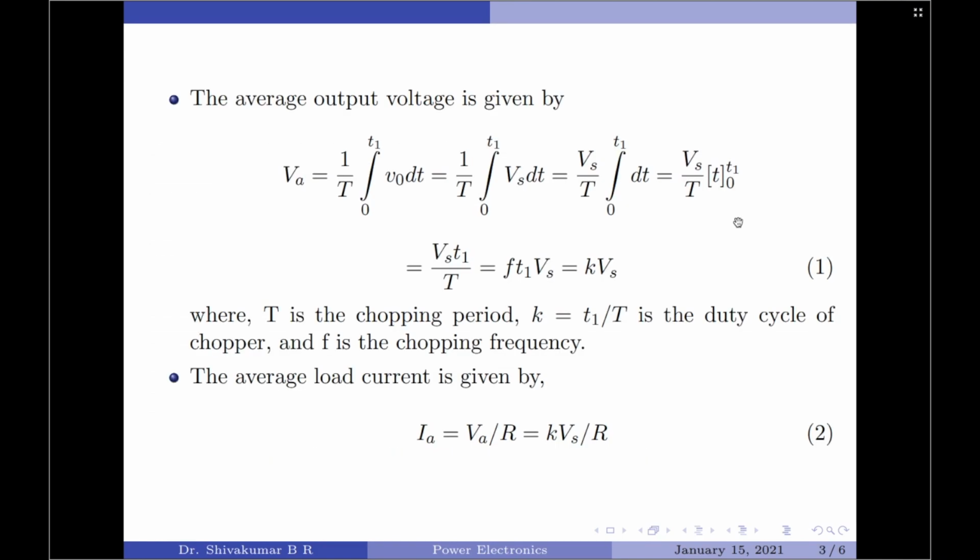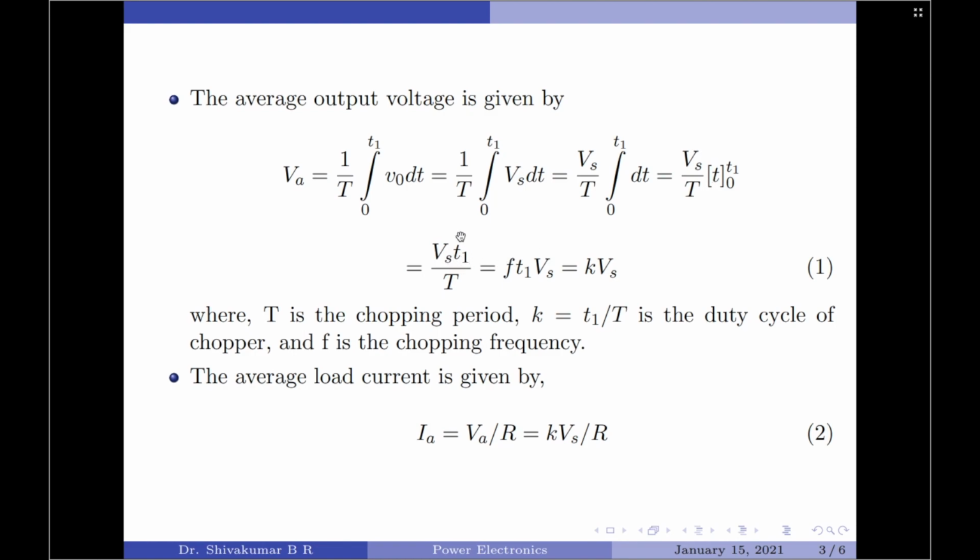So, the average output voltage is given by 1 divided by capital T, integral limits being 0 to T1, of the output voltage V0 multiplied by dt. V0 when the switch is closed is equal to Vs. So, I am going to replace it by Vs, and since Vs is a constant, I am going to take it outside the integral. So, we will get Vs divided by capital T, integral 0 to T1 of dt. Now, when I integrate dt, I am going to get t and the limits will be 0 to T1. Now, when I apply the limits, I will be obtaining T1 minus 0, which will result in T1.